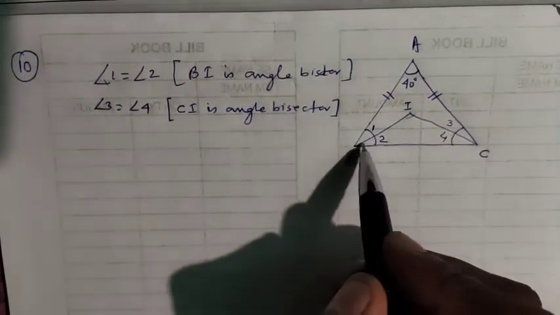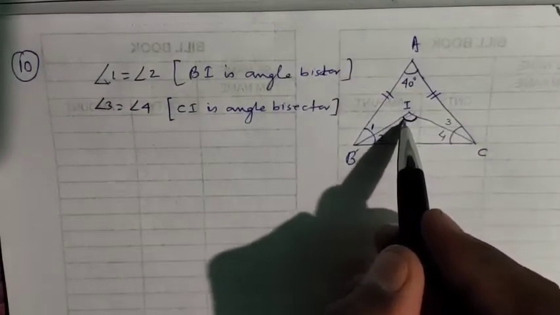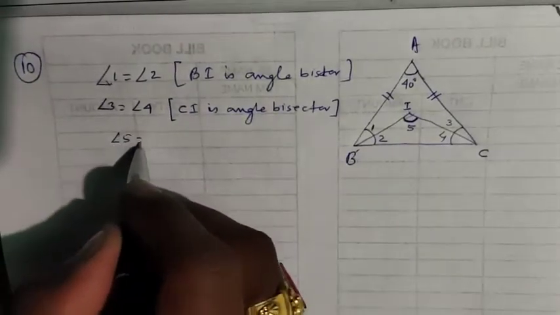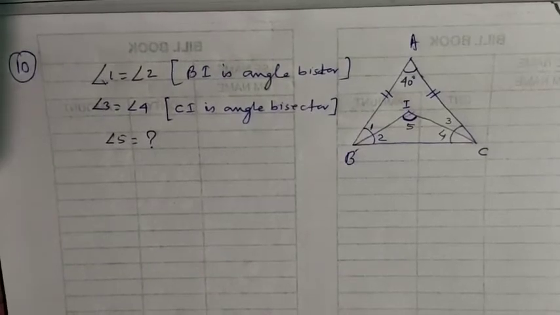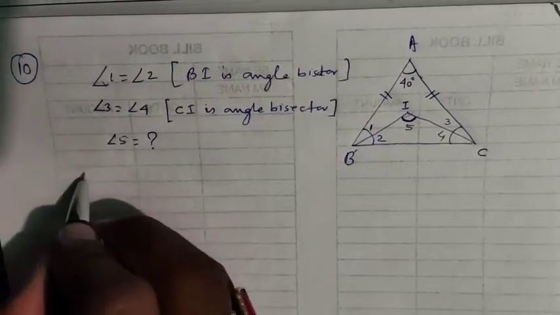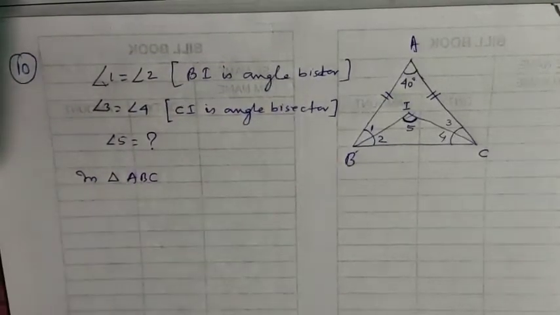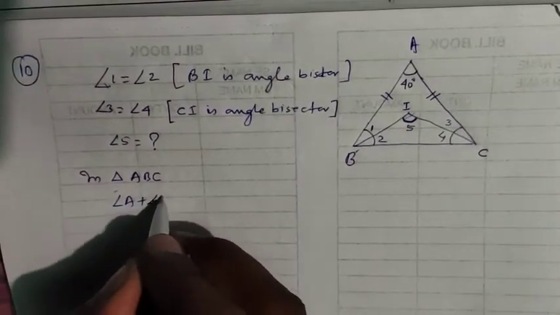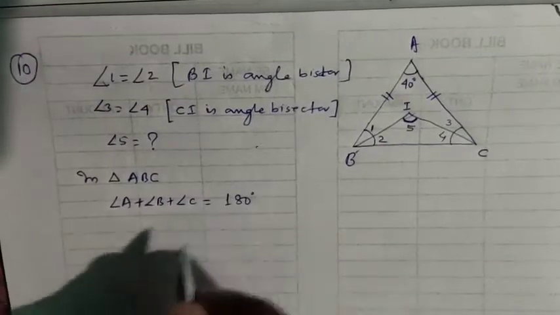We have to calculate angle BIC. It means this angle we have to find. So we will name it as 5, and the question has asked to find the value of angle 5. Now first we will take the big triangle. In triangle ABC, we know that angle A plus angle B plus angle C will be equal to 180 degree.